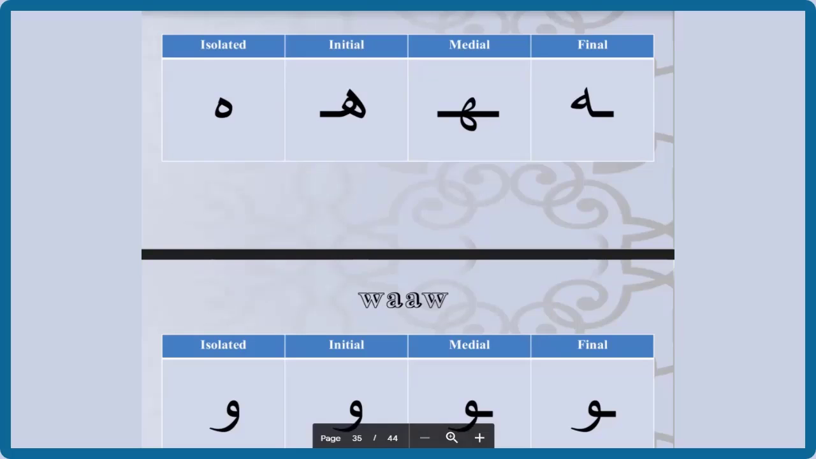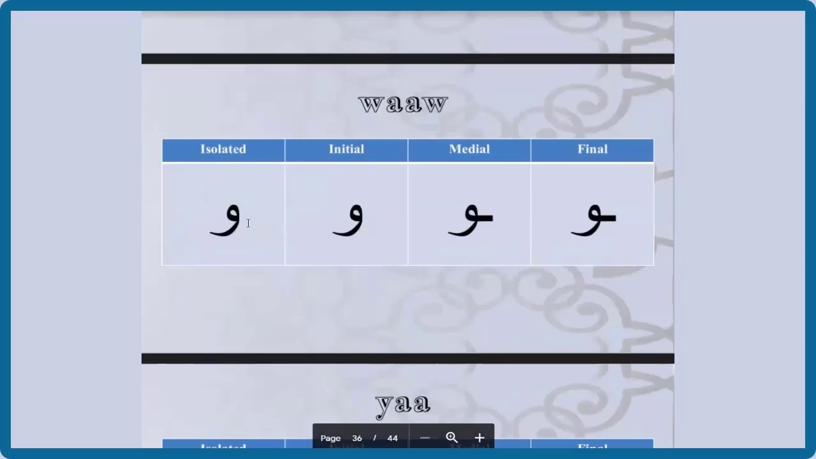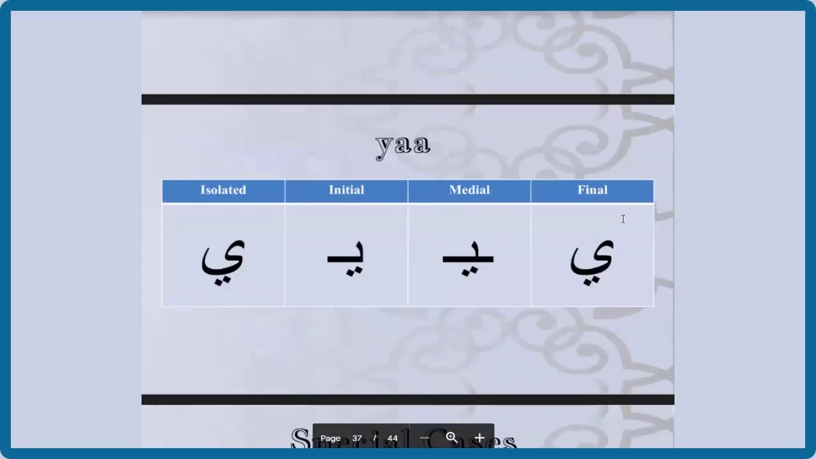And inshallah, you will get an idea by practice. Inshallah, you will be able to recognize these letters very easily. And then the next letter is waw. The isolated form of waw is like that, and waw remains in its isolated form in three different shapes. And ya, the last letter, isolated form is like this, and this is the initial form.